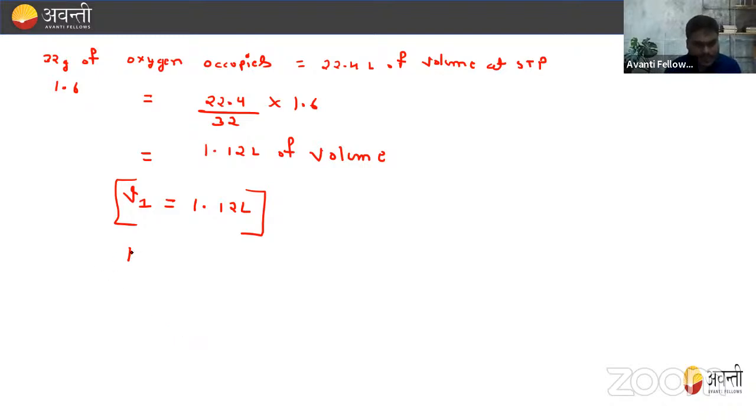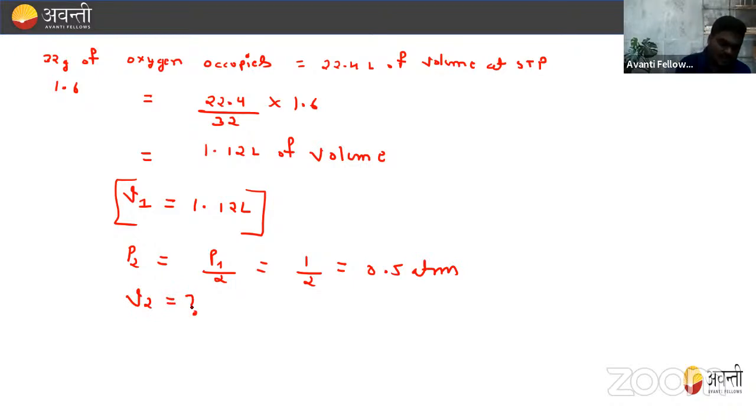Now we know that P2 is equal to half of P1, that is P1 by 2. So what is P1? That is 1, and 1 divided by 2 is equal to 0.5 here. Now we just need one quantity, that is V2. Okay? How will you calculate this V2? We need to calculate V2.